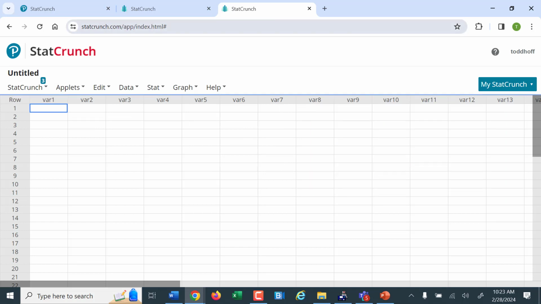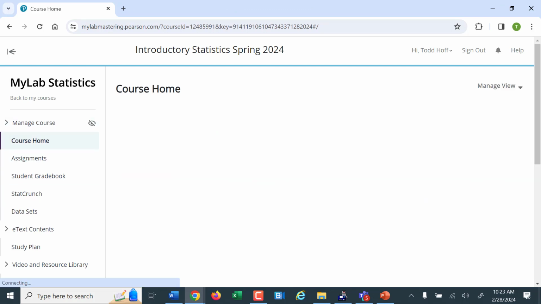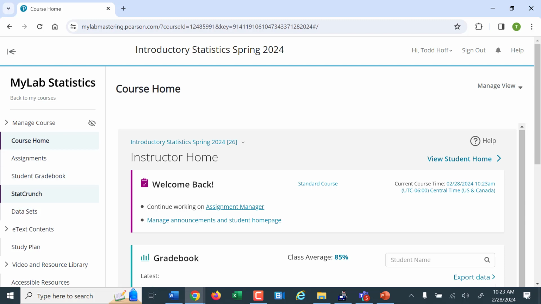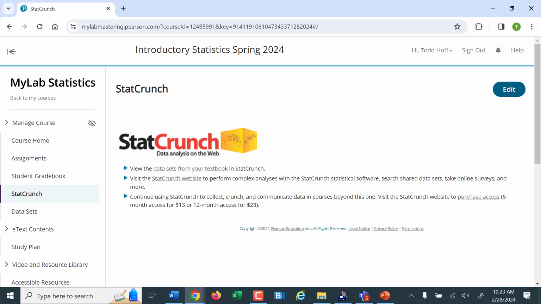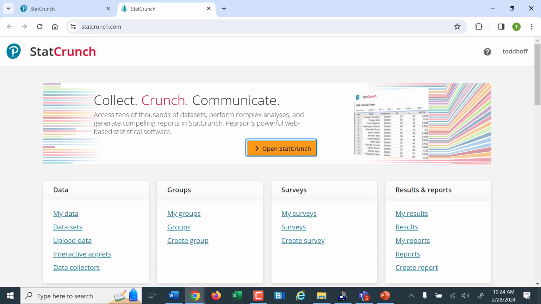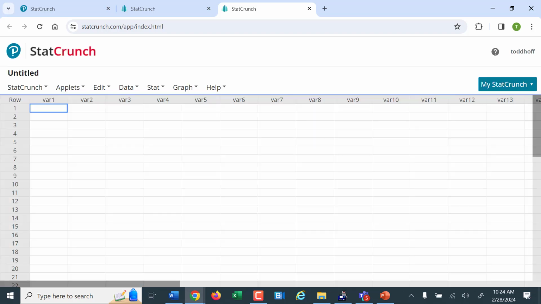And again, to find StatCrunch, if you're in MyMathLab from the home page, just on the left side of the screen, you just click StatCrunch. You click go to the StatCrunch website, and then you click Open StatCrunch. And that's it. That'll take you there to get to those confidence intervals.